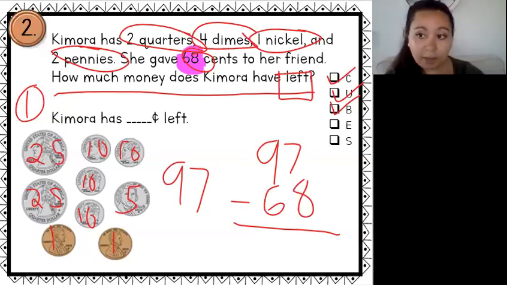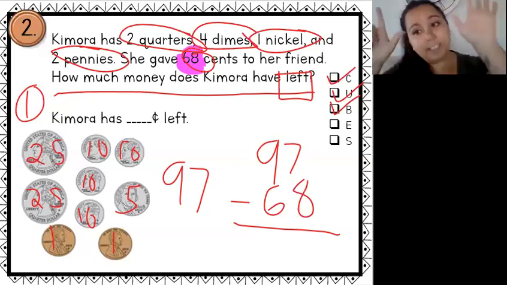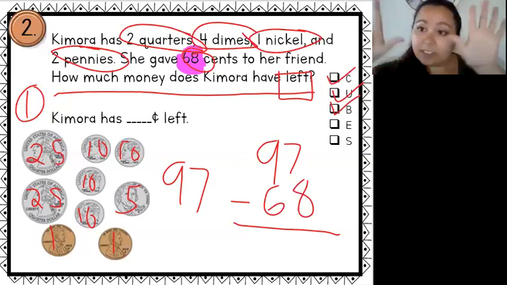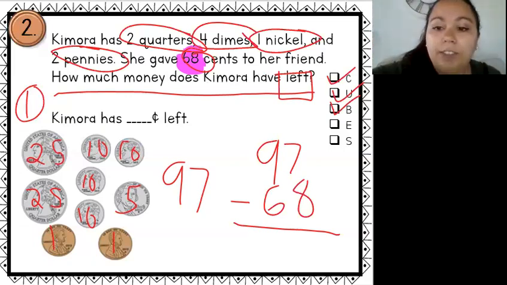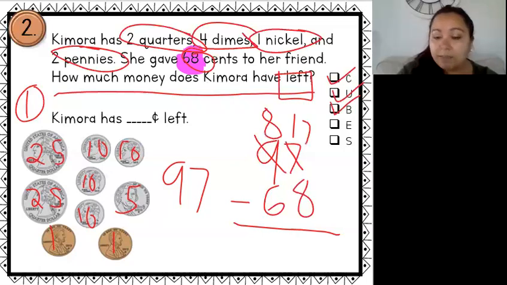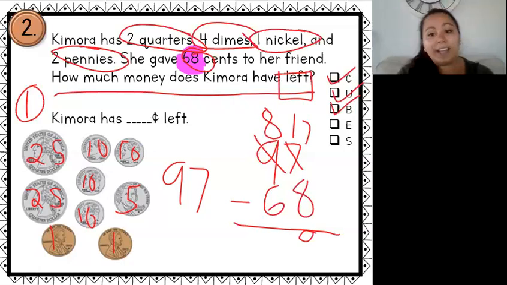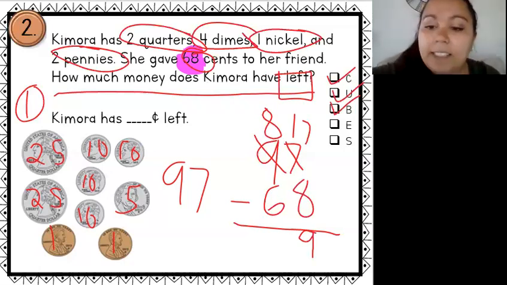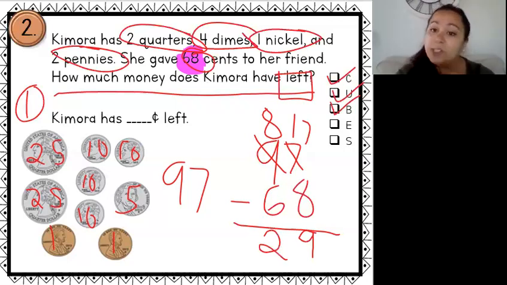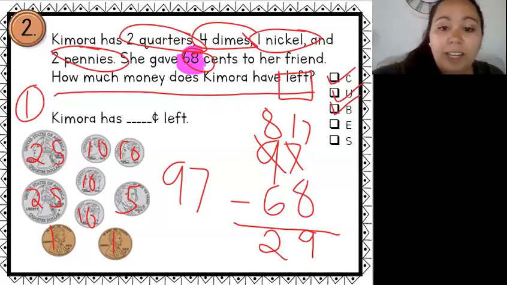We're subtracting. What kind of problem is this? We're going to need to regroup. It's a red problem because if you have 7, can you take away 8? No, that's too many. So we have to regroup. This becomes an 8 instead of 9. This becomes 17. 17 minus 8 is 9. And then 8 tens minus 6 tens is 2 tens. So our answer is 29. How much money does she have left? Kimora has 29 cents left.